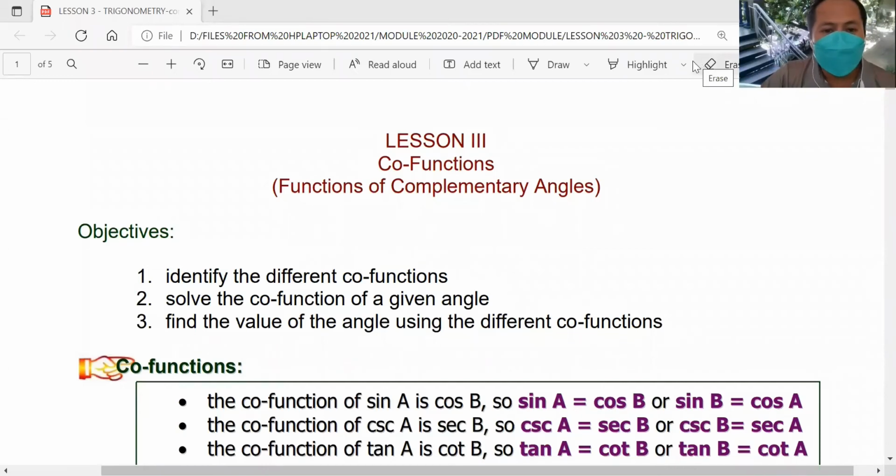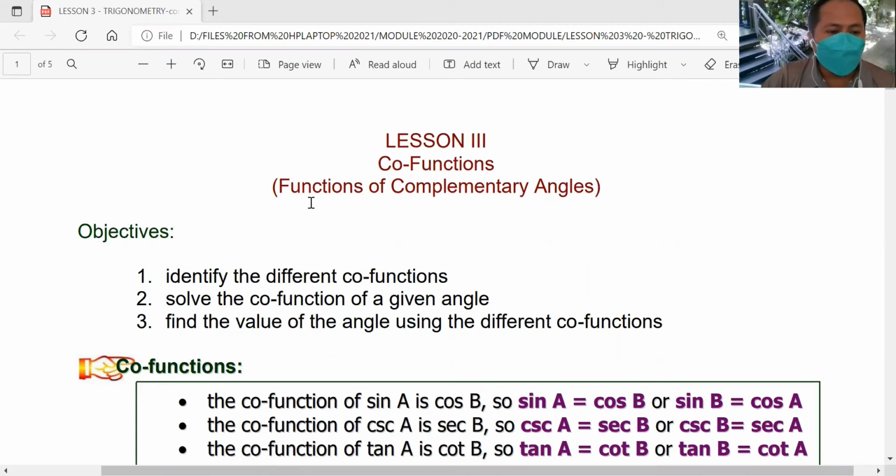Good morning, class. Today we'll be discussing lesson 3, which is the cofunctions. So, cofunctions are functions of complementary angles. If we are going to have complementary angles, we are basing the angles on the 90-degree angle.